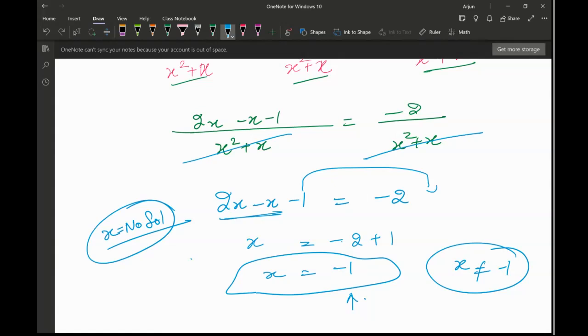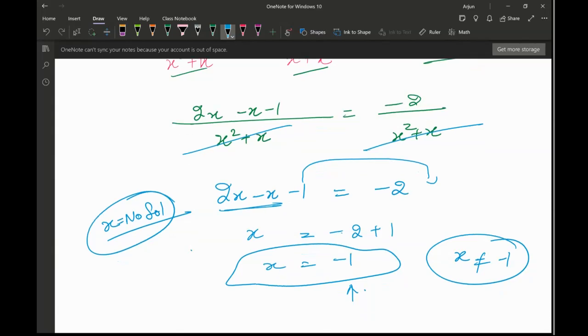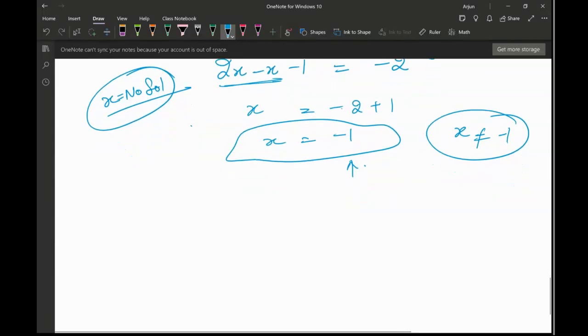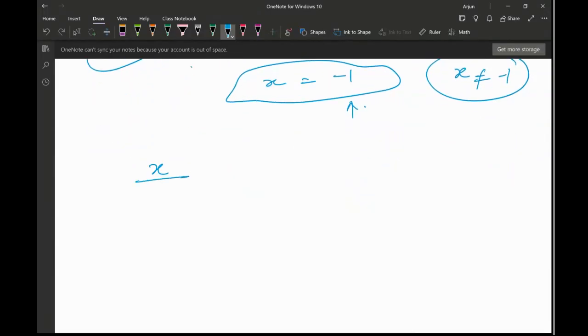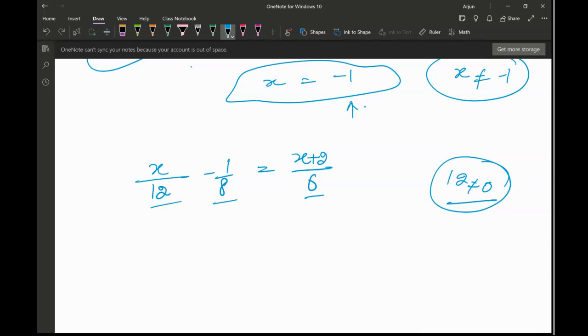So hopefully you were able to understand how you're going to solve the questions. One more question I'm going to try and do for you guys. If the question looks like x over 12 minus 1 over 8 equal to x plus 2 over 6. Now the bottom has all numeral values, no x value, so you don't need to find any non-permissible value. We all know that 12 cannot be equal to 0. So only if there is an x in the bottom, then you find the non-permissible value.